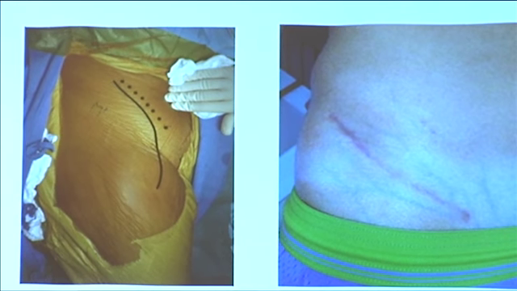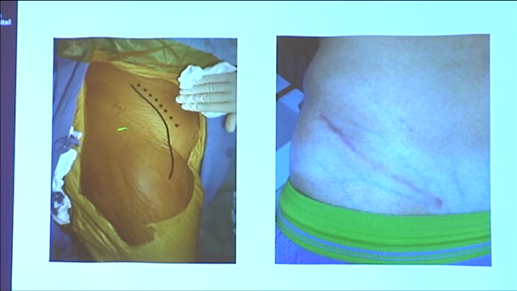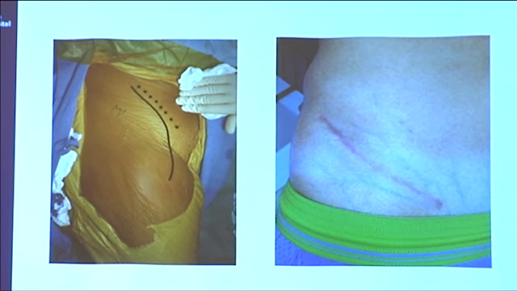On this next slide, I've rotated the photo so that it's like we're looking at the patient from the front in a standing position, and then put the photo of a patient who's actually had a PAO so you can see what a scar might look like.